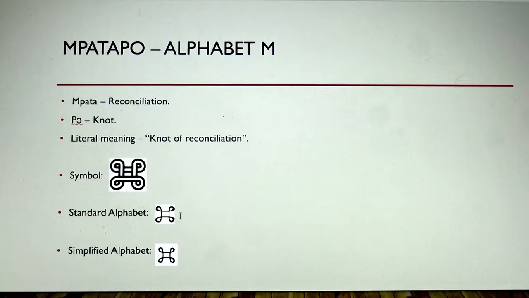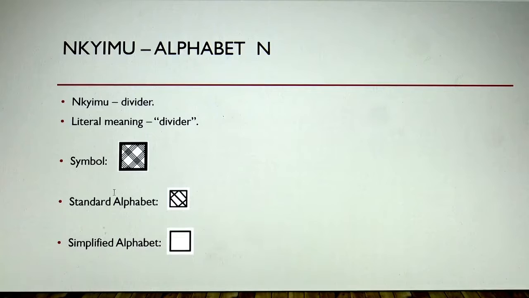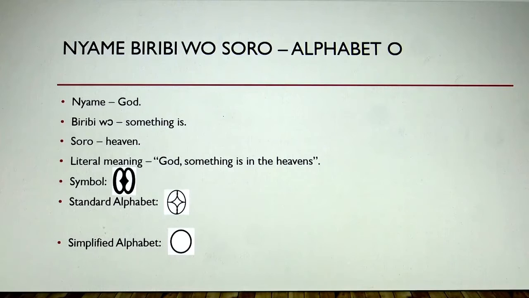Nkyimu is assigned to alphabet N. Nkyimu means divider. So literally meaning divider. And this is the Adinkra symbol. This is the standard alphabet and it's the simplified alphabet. Nyame Biribi Wɔ Soro is assigned to alphabet O. Nyame is God, biribi, something, wɔ is, soro, heaven. Literally meaning God, something is in the heavens. This is the symbol, these are the alphabet. The simple alphabet is the same as the Latin for O.